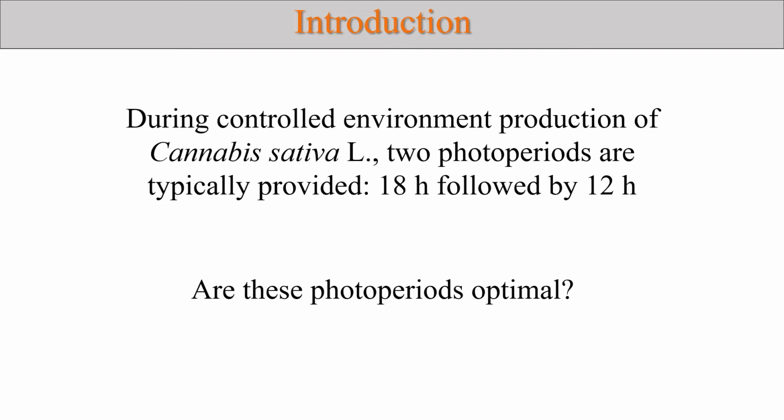18 hours is provided to maintain vegetative growth, and this would include things like maintaining stock plants or cutting propagation. And 12 hours is almost exclusively provided for flowering. So going into this research, we really wanted to evaluate whether these photoperiods are optimal, or maybe there might be some benefit from using photoperiods that are longer than 18 hours for vegetative growth, or maybe there would be some benefit from using photoperiods that are longer or shorter than 12 hours for flowering.